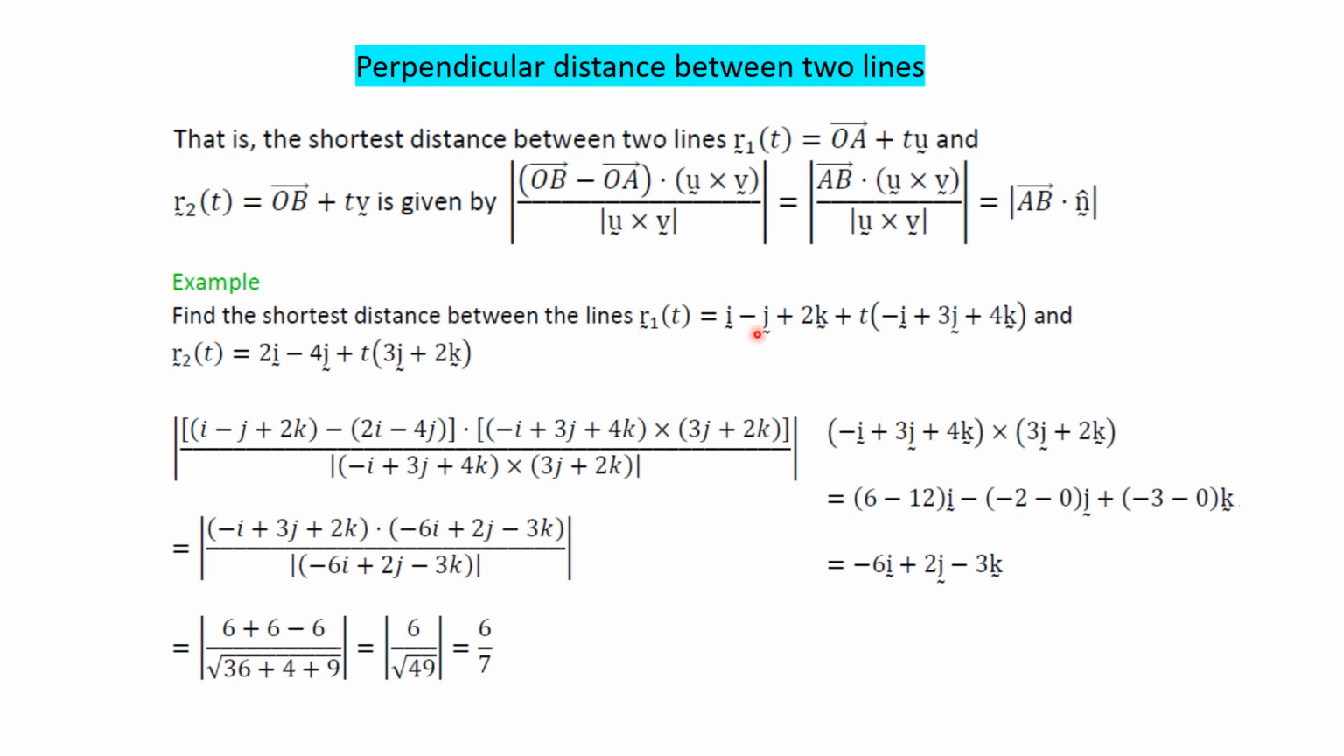Okay, so let's have a look at this example. To work out the vector AB, basically you take this vector here minus this vector. Okay, so this one is your vector AB. To work out n hat, you would take U, and then you take the cross product between U and V. So that's what's happening here. I will not go through the mathematics here. So that's how you work out the shortest distance between these two lines.